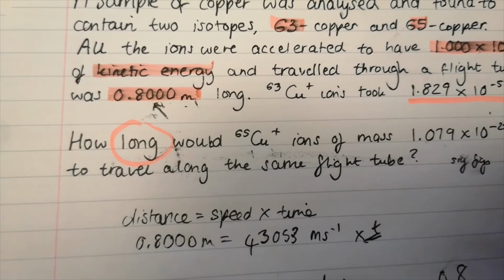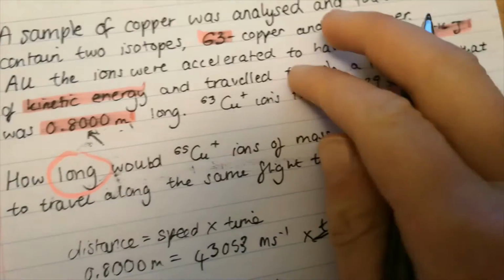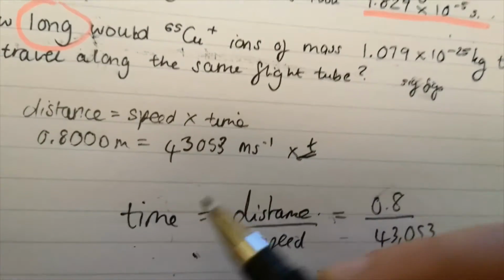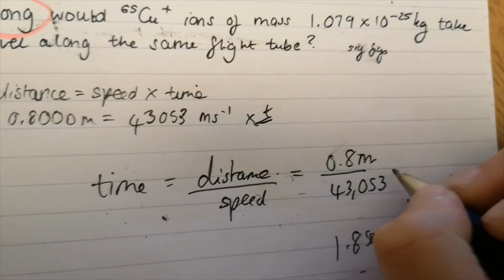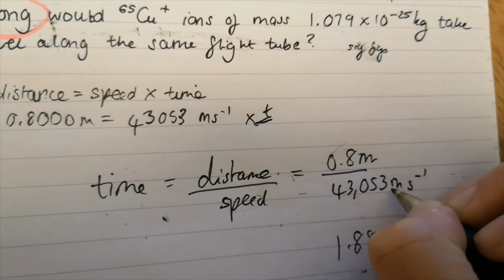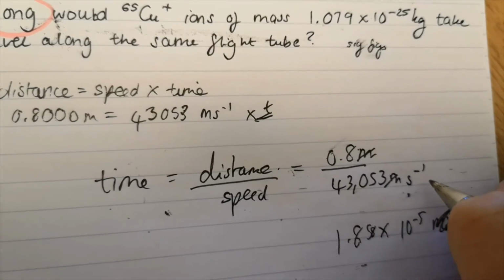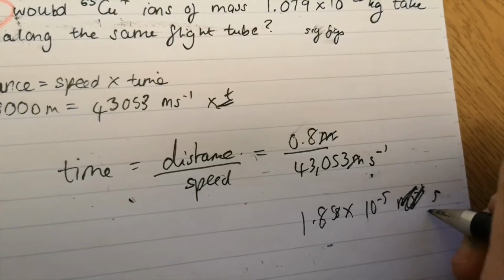That leads us to find time. We must rearrange this equation. Distance will be on the top. Time equals distance over speed. 0.8 meters over meters per second. The meters will cancel. Per second on the bottom of the equation means seconds on the top.